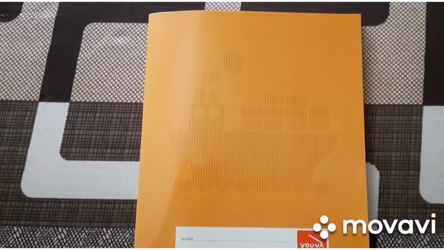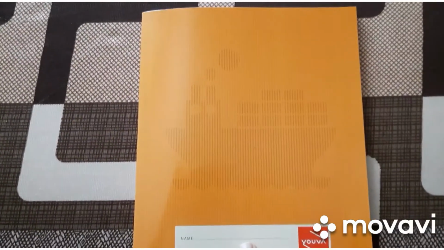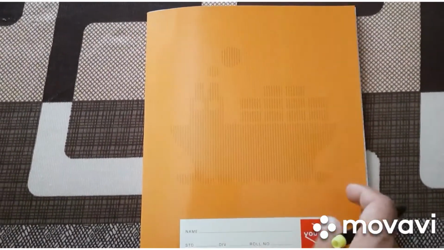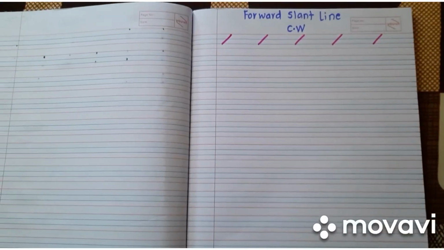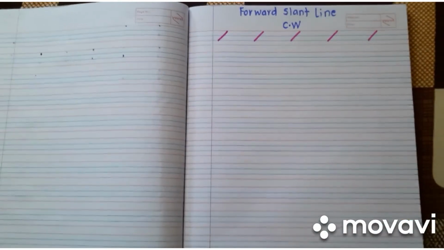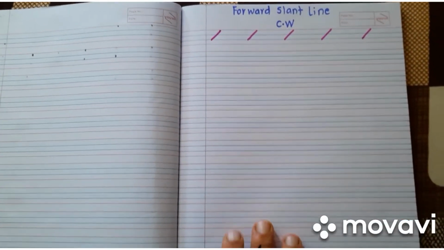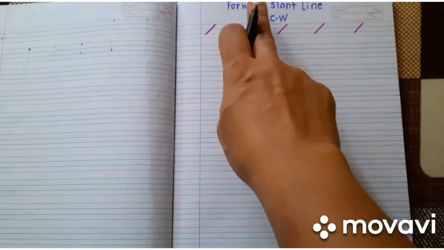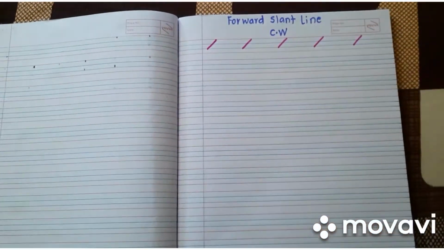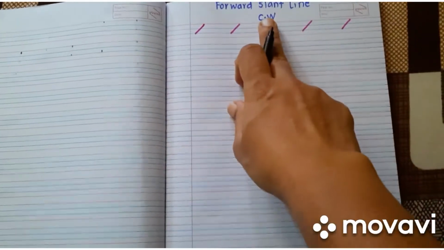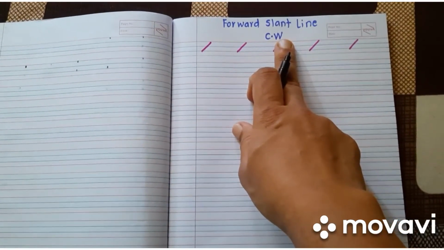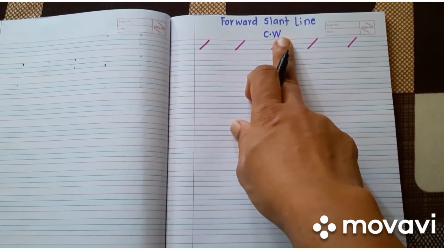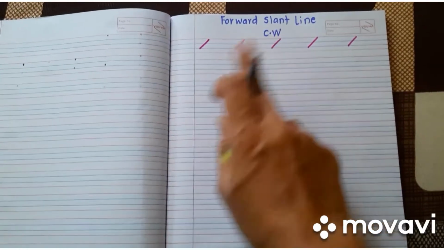So children, are you all ready with your 4-line notebook? Okay, so let's start. You are going to open a new page on which you have to write forward slant line with the help of parents and you will write C.W. That means classwork, okay? And you all have to do along with me, okay?